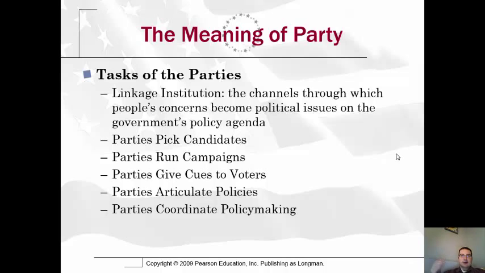The parties pick candidates to run for office. They help run campaigns for those same people. That cues voters and makes things more efficient for them, by saying, if I'm a member of this party, I know this party believes in this, and so this candidate should also believe in that similar thing. Parties write policies; they coordinate policy making.